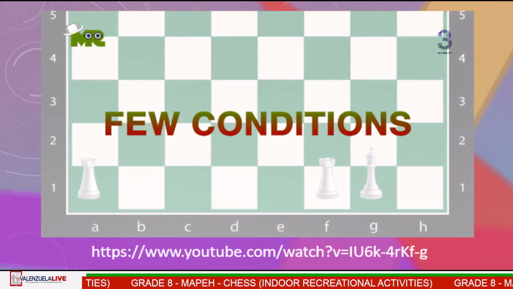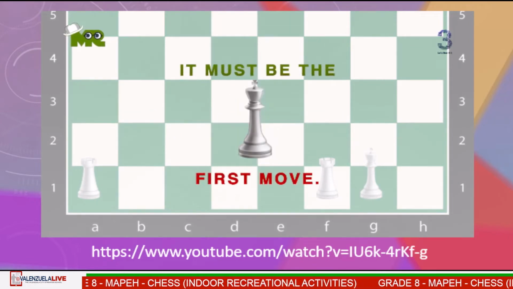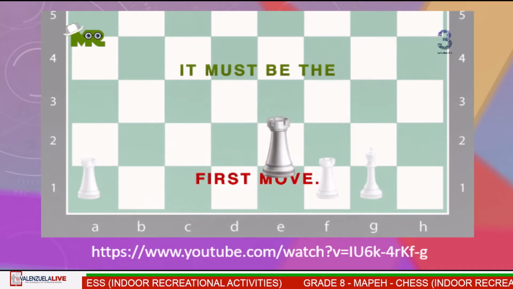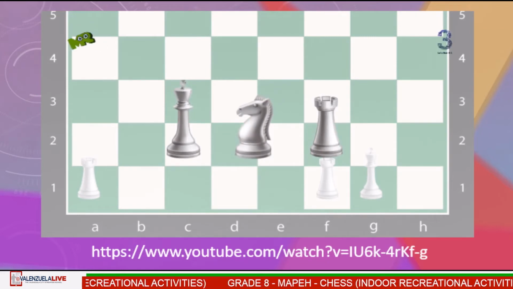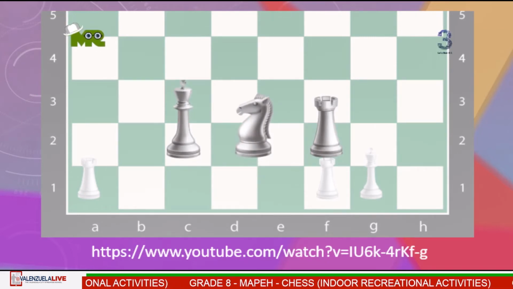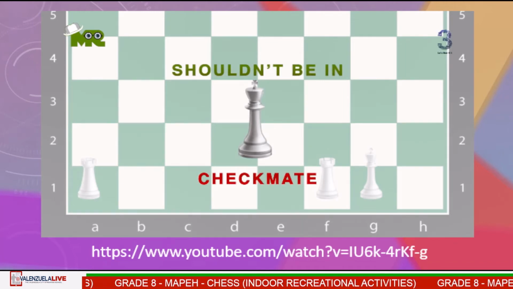For castling, a player must follow these few conditions. 1. It must be the king's first move. 2. It must be that rook's first move. 3. There shouldn't be any other pieces in between the king and rook. 4. The king shouldn't be in check, nor pass through check.